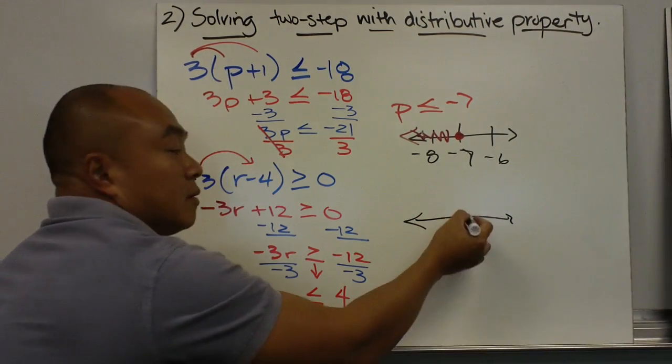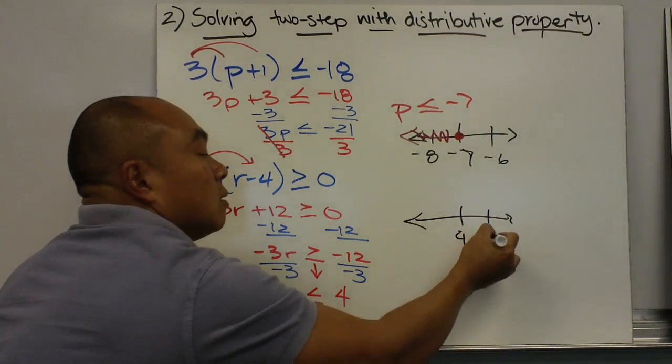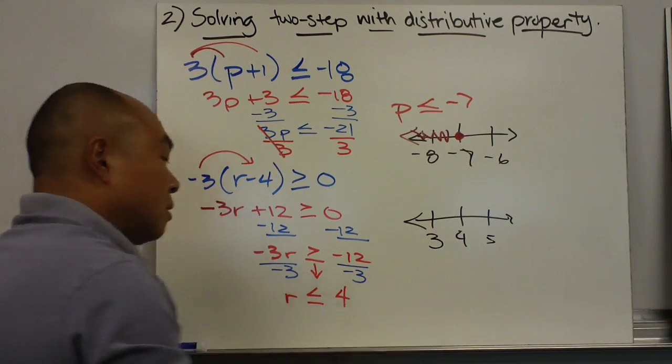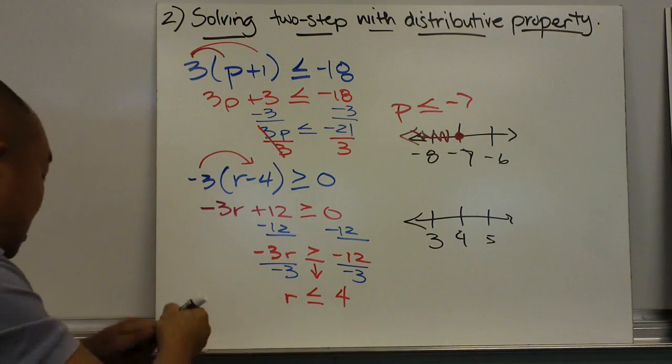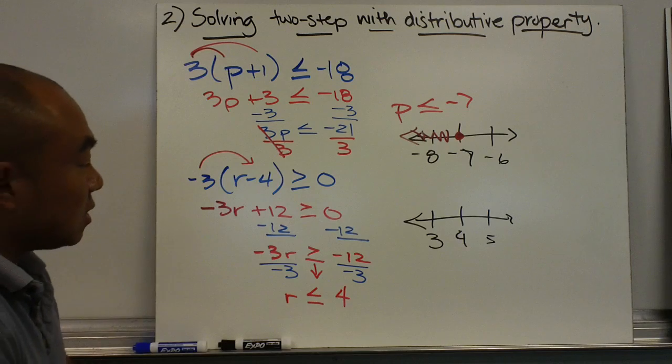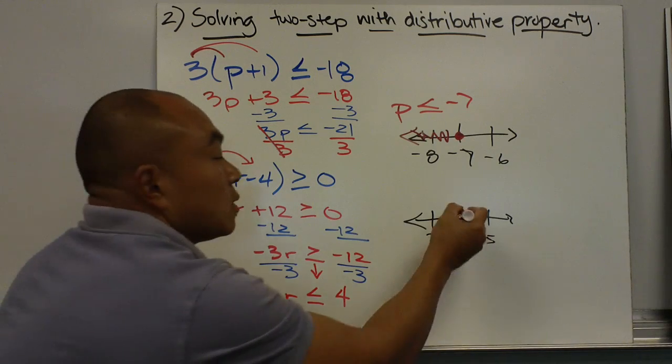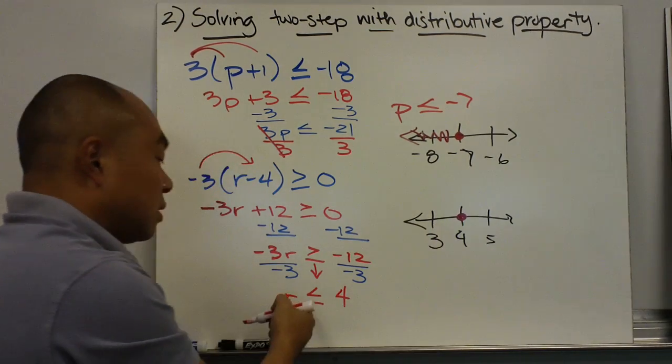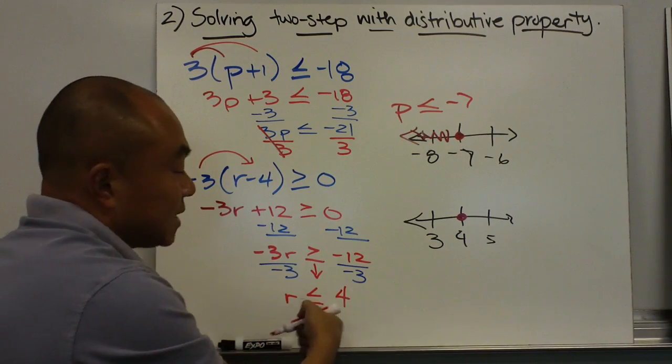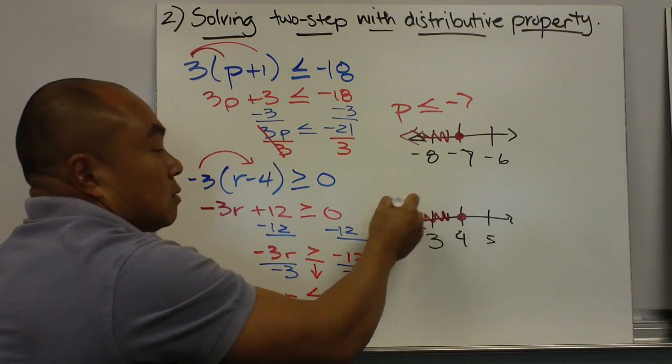So here's your number line, 4, 5, and 3. That is going to be a solid dot because of the line on the bottom, the equal sign. So it's a solid dot, and we're looking for all the values of r that's going to be less than 4. So it's all that way.